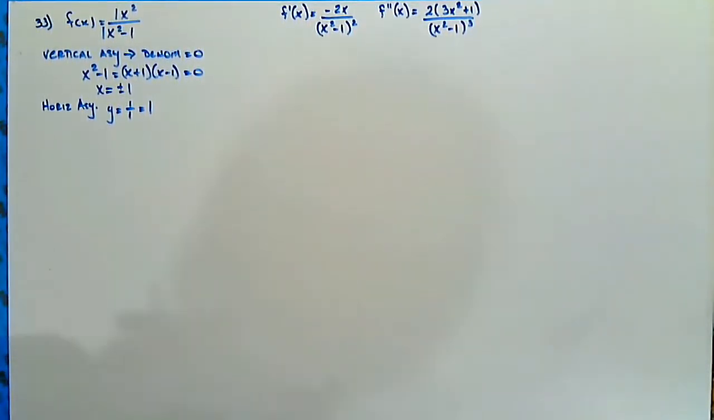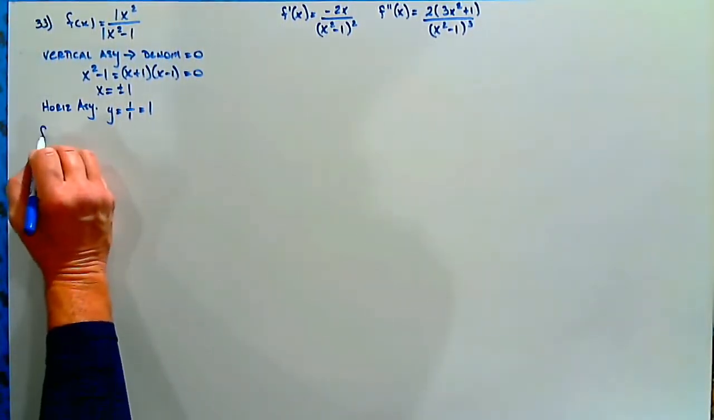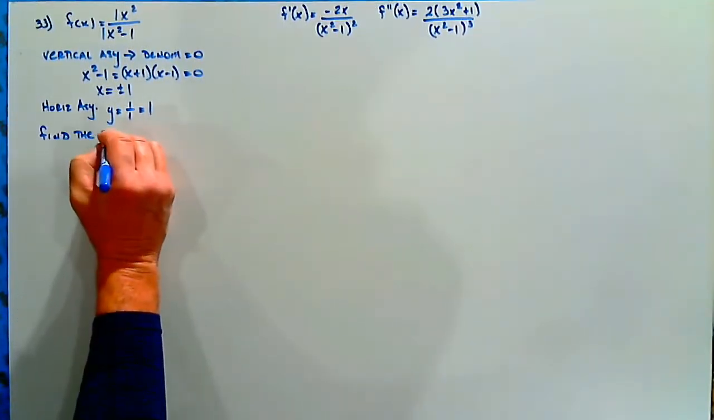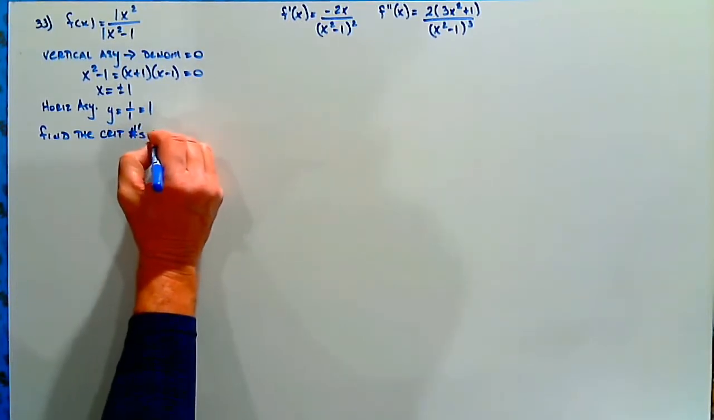And they asked us to find those, right? That's part A of this question. So part B says, where are we increasing and where are we decreasing? Now, we know what to do. We're going to find the critical numbers of f prime of x.